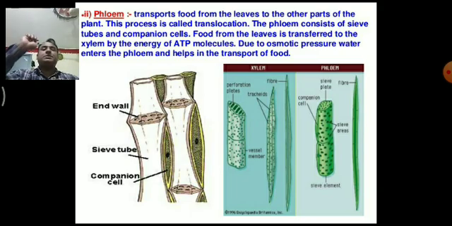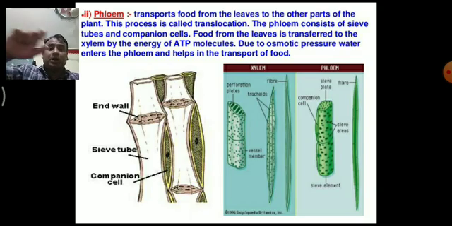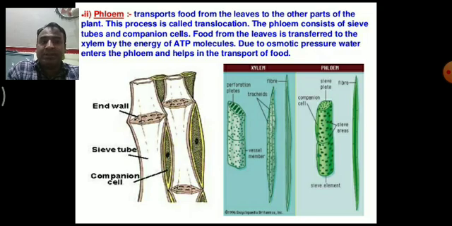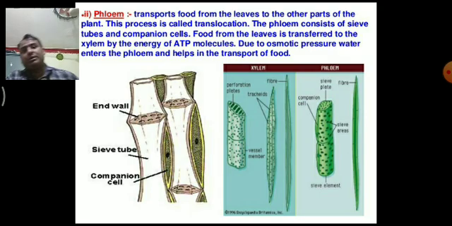What is the difference between translocation and transportation? Transportation is simply transporting something from one part to another part. Translocation means transporting material in dissolved form, especially for transporting solute. Solute means food in dissolved form. The phloem consists of sieve tubes and companion cells. Food from the leaves is transferred by the energy of ATP molecules. Due to osmotic pressure, water enters the phloem and helps in the transport of food.